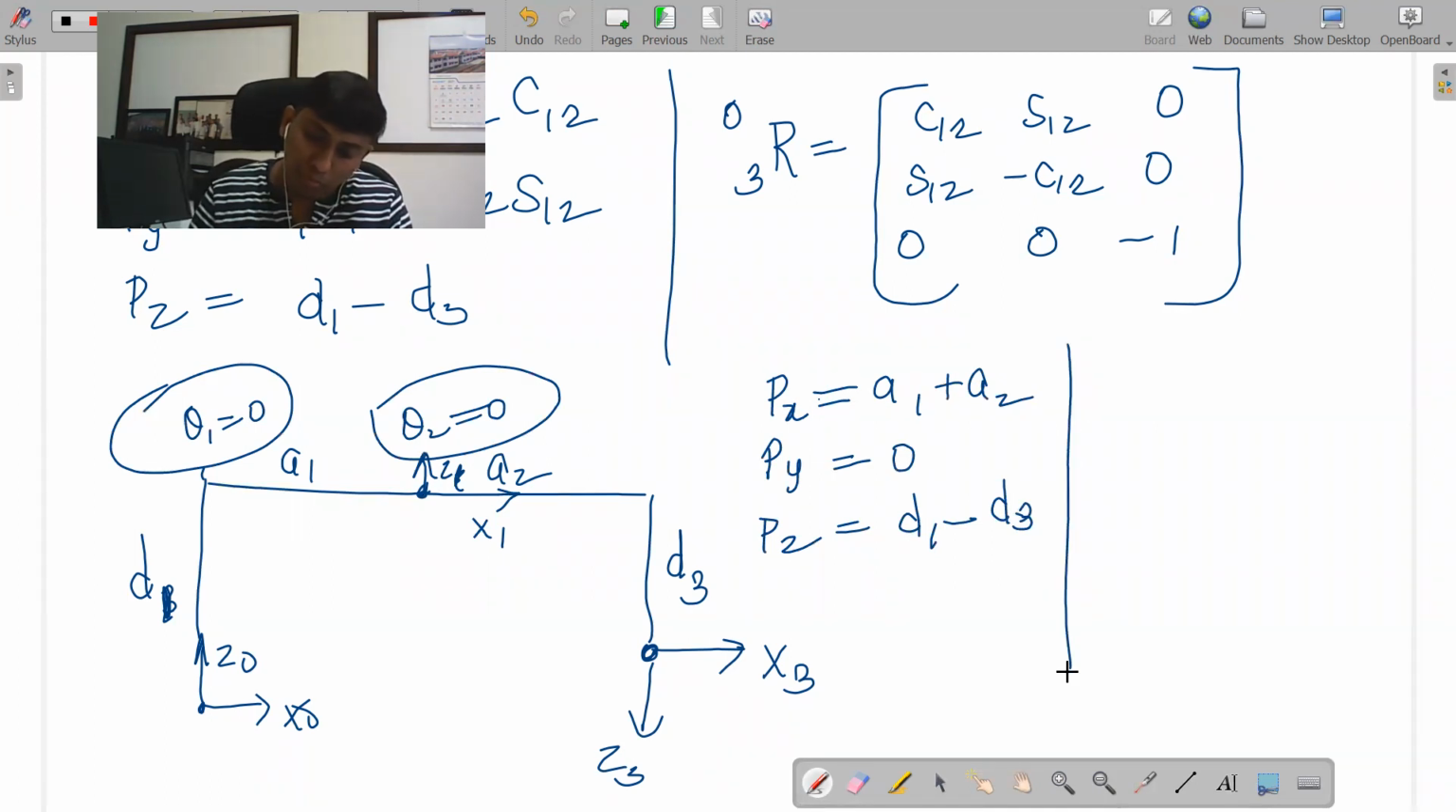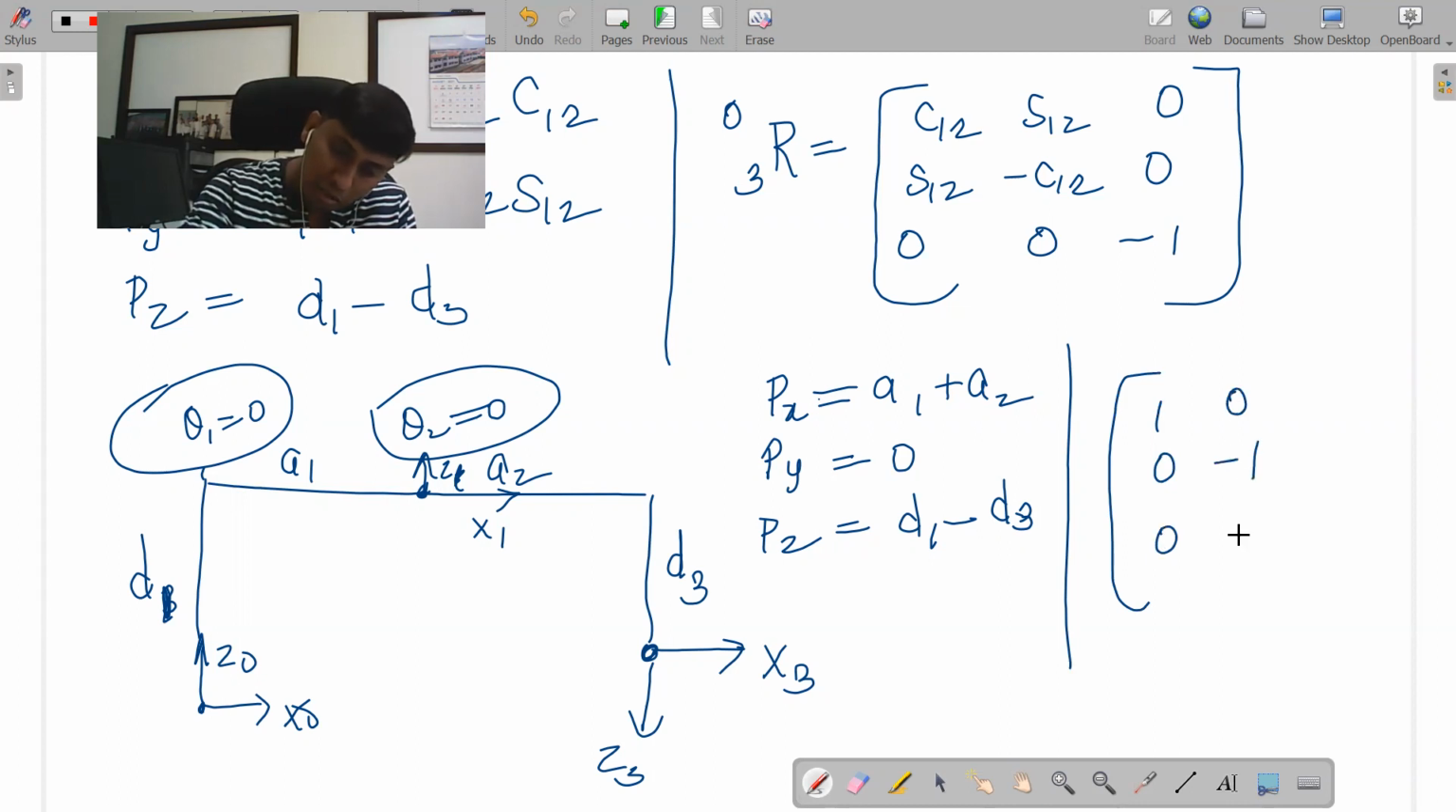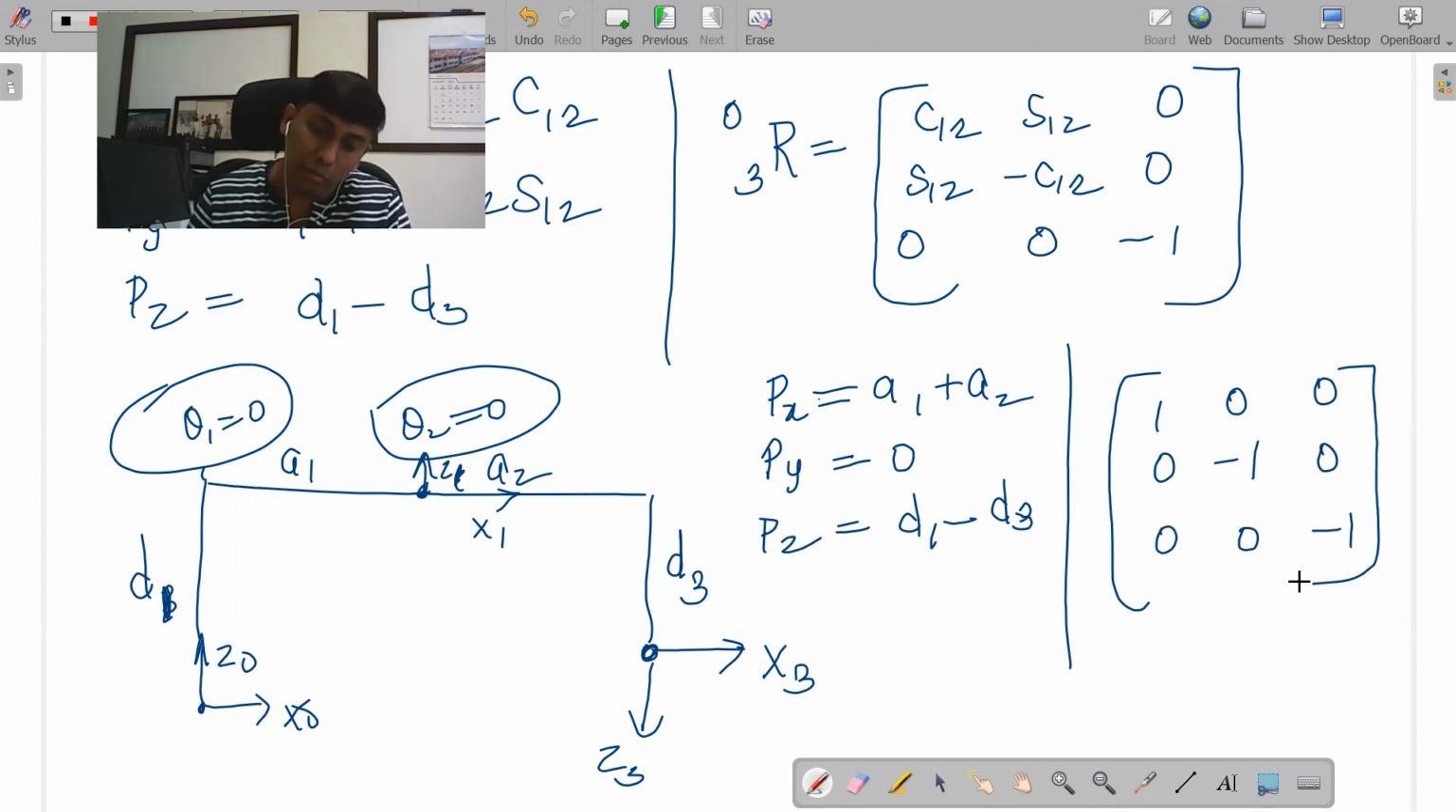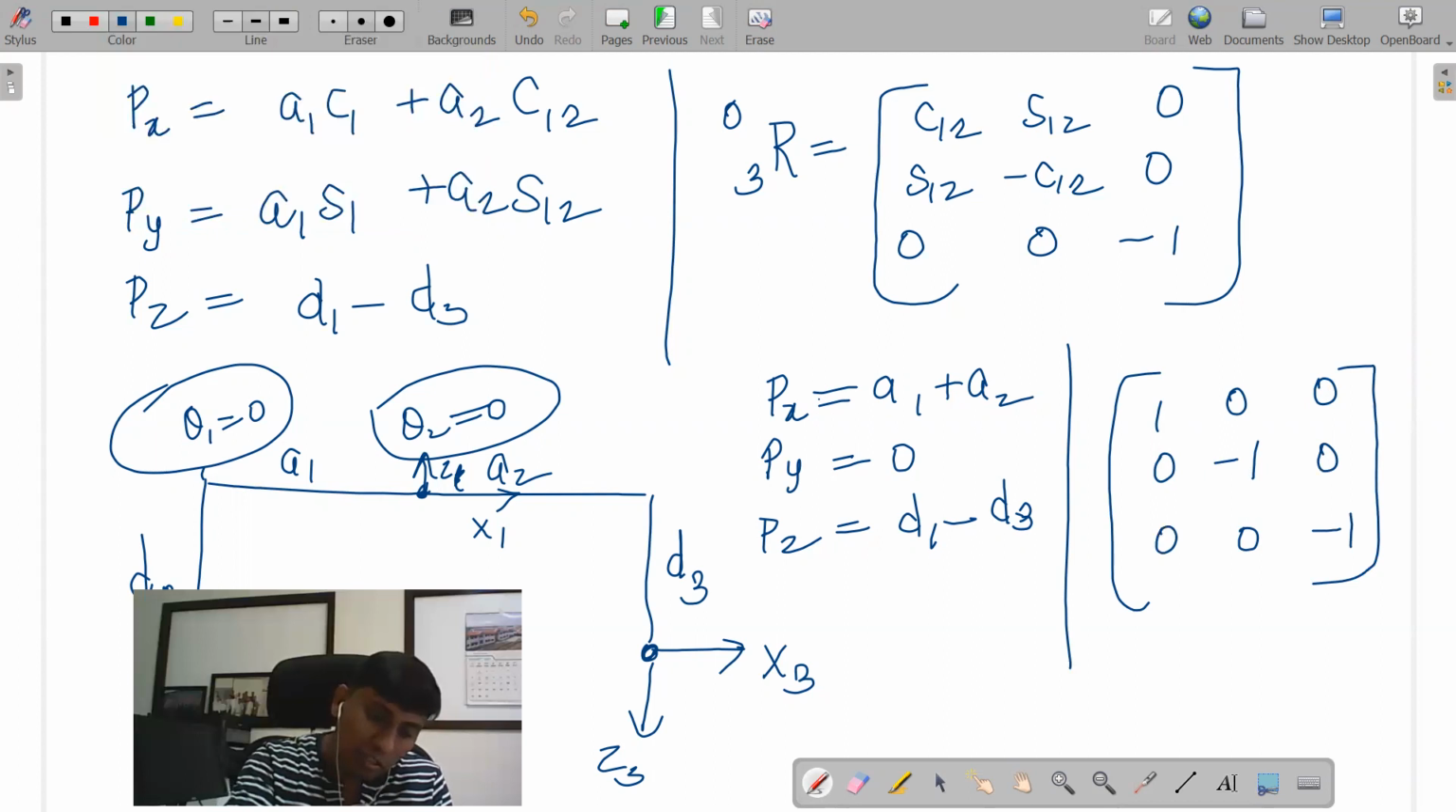And coming back to X3 orientation, X3 orientation is actually 1 0 0, and Y3 orientation is in the opposite direction, so 0 minus 1 0, and Z3 direction again is 0 0 minus 1. Now you substitute the same theta 1 and theta 2 here in the solution. You can see this becomes 1, this also becomes 1, sorry, this becomes 0, this also becomes 0. So A1 plus A2 remains, and this becomes 1, this becomes 1, so this becomes 0, this becomes 0. So 1 0 0, 0 minus 1 0, 0 0 minus 1, right?